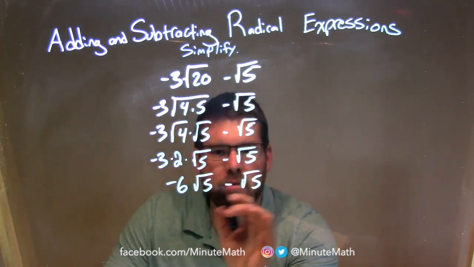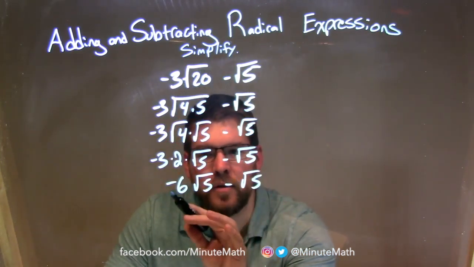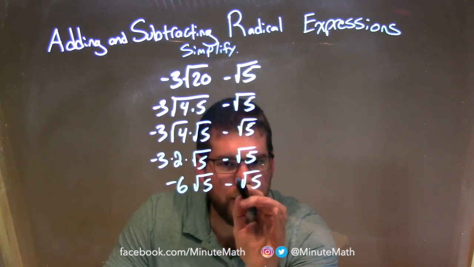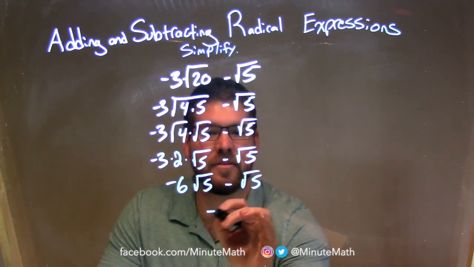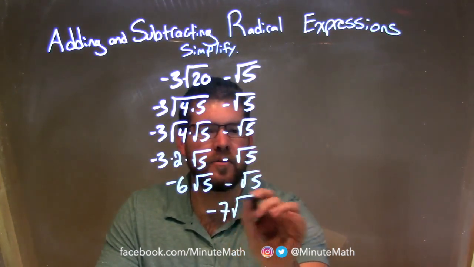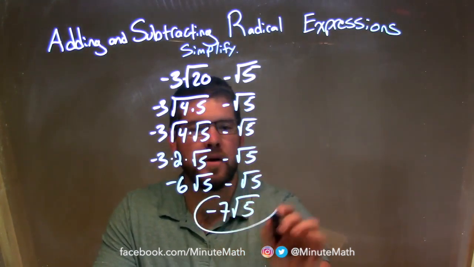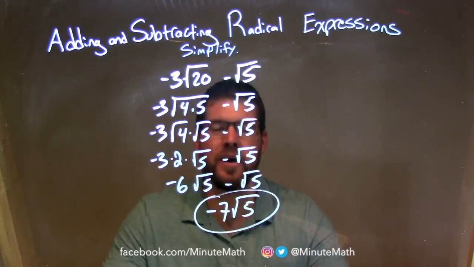But now we have the same square root, so we look to the number that's in front of them. We have negative 6, and remember there's a 1 right there. So negative 6 minus a 1 is a negative 7. We then can just bring down the square root of 5, and there we go. Negative 7 times the square root of 5 is our final answer.